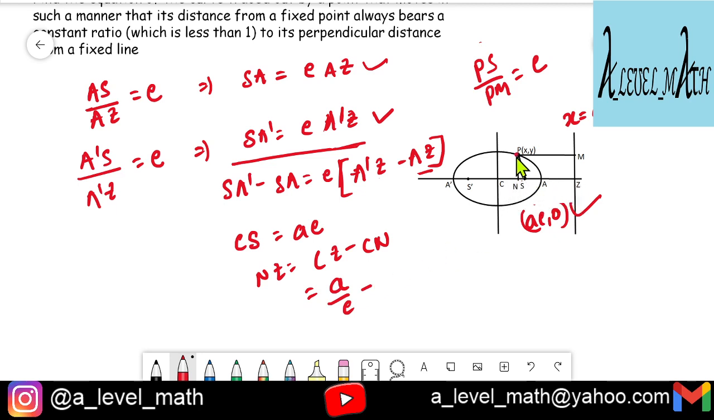So if you see, the point is X comma Y. That means this perpendicular height is Y and this length is X, because in order to reach the point P, we need to travel X units in the X direction and Y units in the Y direction. So that means this distance CN is equal to X units and this height is Y units. So we have the length CN. In this way we have got the value of NZ, which is also equal to PM. So in place of NZ I can write down PM, and then I can use this to find out the equation of the ellipse.